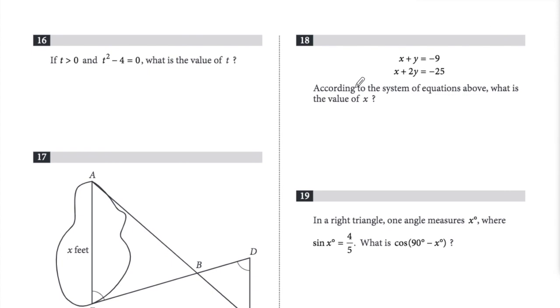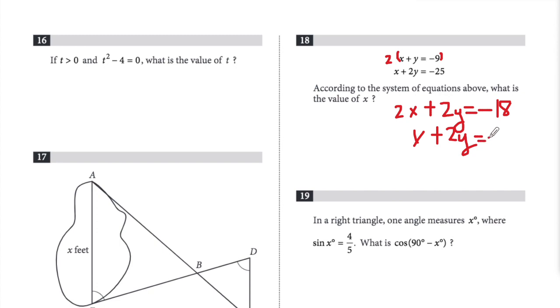Okay, so according to the system of equations above, what is the value of x? So system of equations, so I think the best way to do is you have an x here and x here. So the best way to do is rather than solving for x, we should get rid of the y's because of that we want x's. So what we could do is multiply by 2 here. So we'd have 2x plus 2y equals negative 18. And then we have x plus 2y equals negative 25.